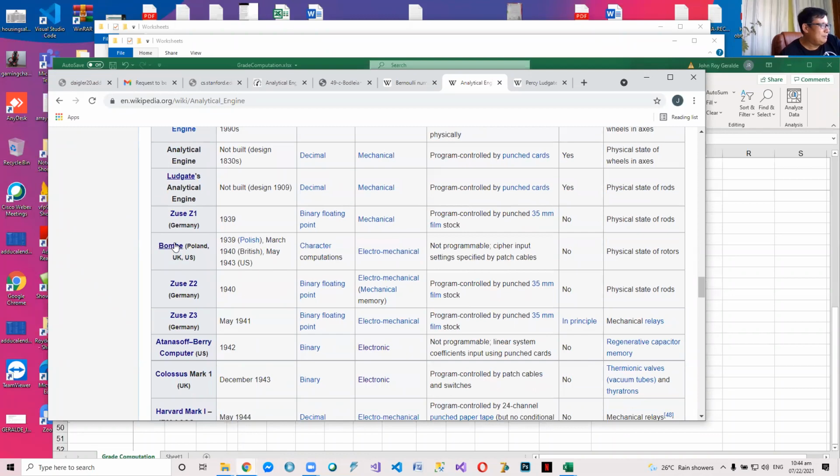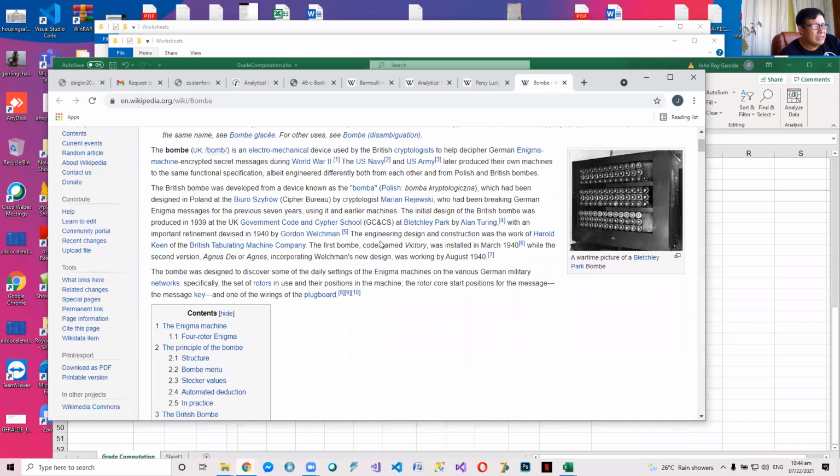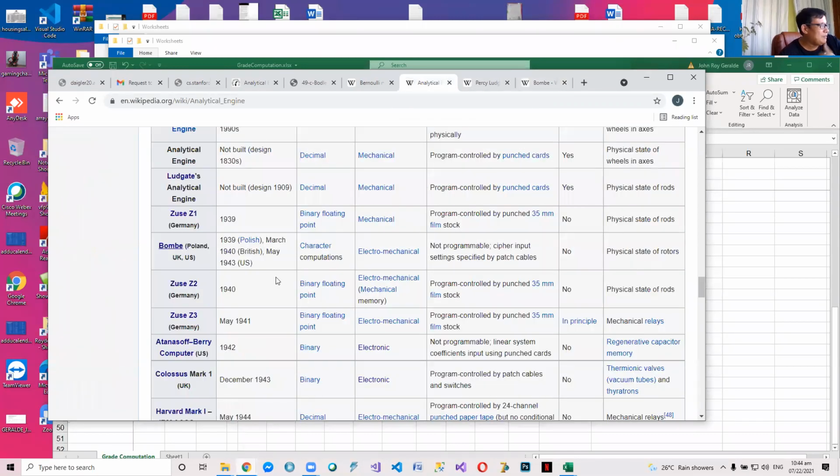And then Bomb. Who's Bomb? Bletchley Park Bomb. That's the name of the machine. It was invented in 1939 from Poland, and they later transferred it to the UK. It's electromechanical. It's not Turing complete. The main purpose is to decrypt messages from Enigma machines. What are Enigma machines? These are encryption machines made by the Nazis.